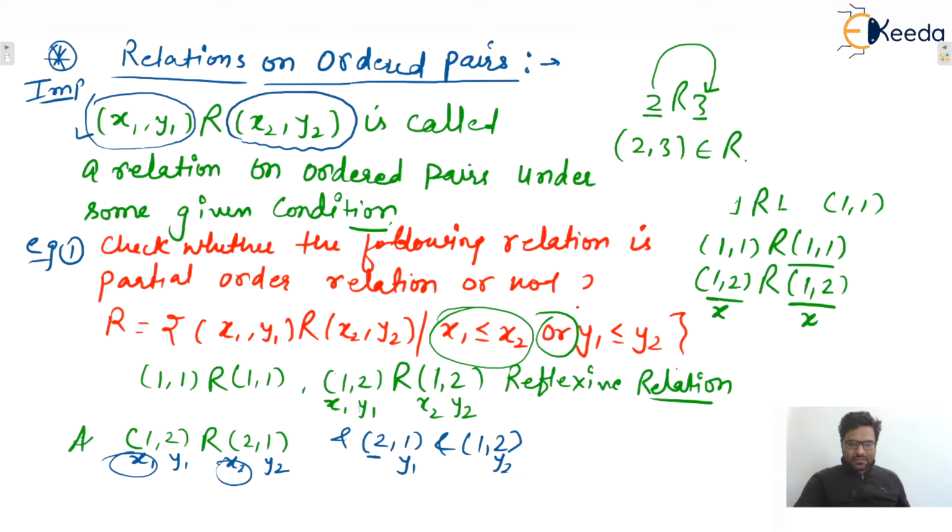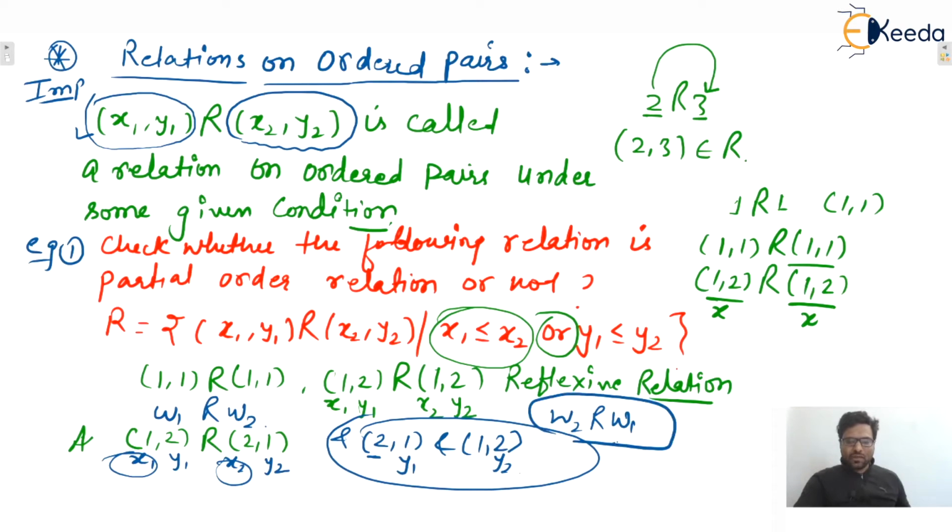So we can say that yes, this will be present. Let's say w1 is related with w2. Here we can say that w2 is also related with w1. Because of that, we can say that this relation is not antisymmetric, isn't it? So that is not antisymmetric. This is reflexive, but this is not antisymmetric.